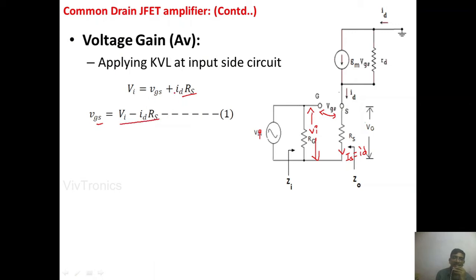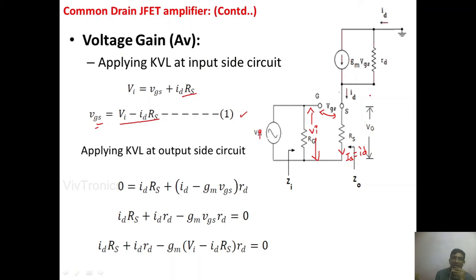So from this we can write VGS is equal to VI minus ID into RS. If you take the ID RS to the left hand side, we get VGS is equal to VI minus ID into RS. That is the input voltage VGS. Then we are going to calculate the output voltage by applying KVL at the output side circuit.